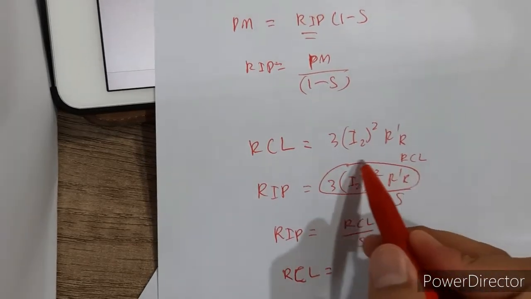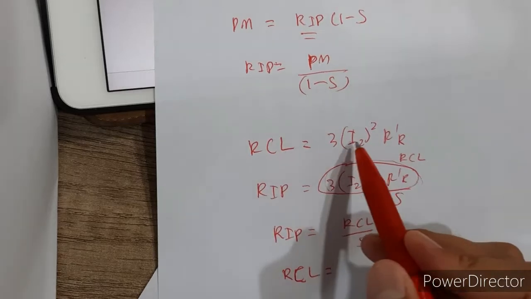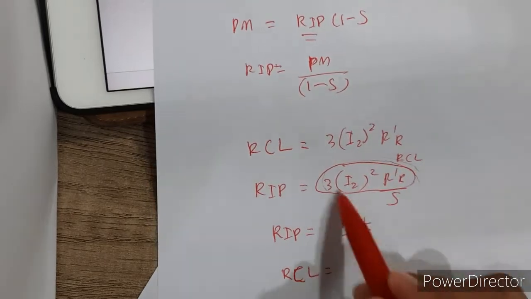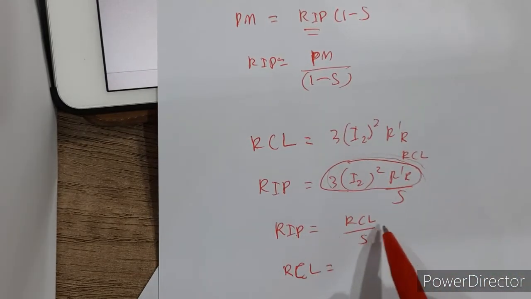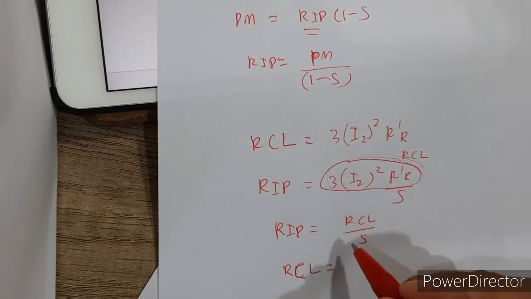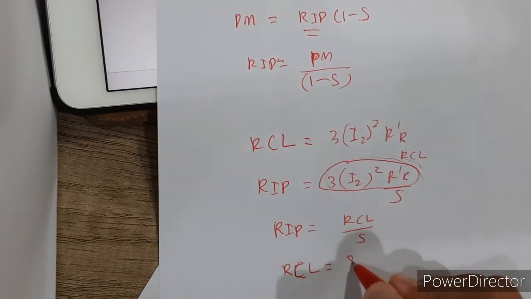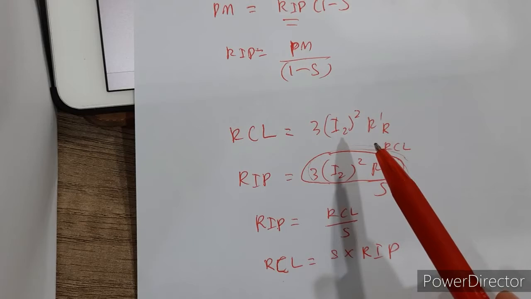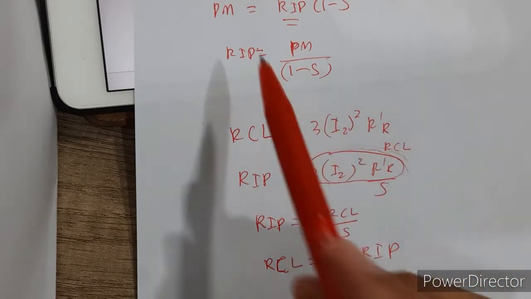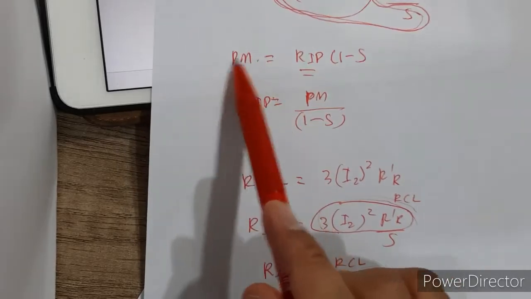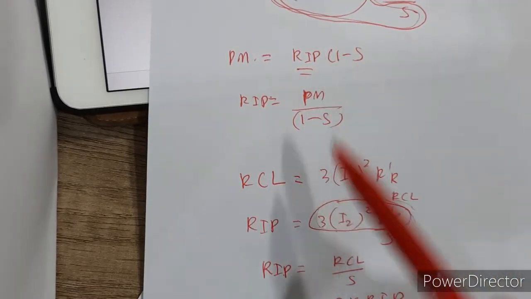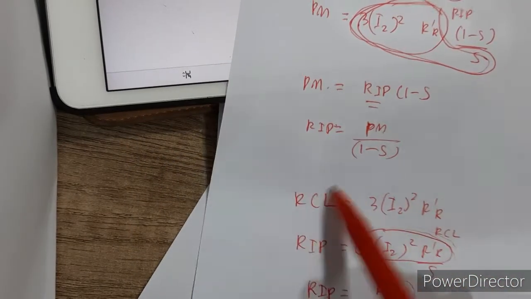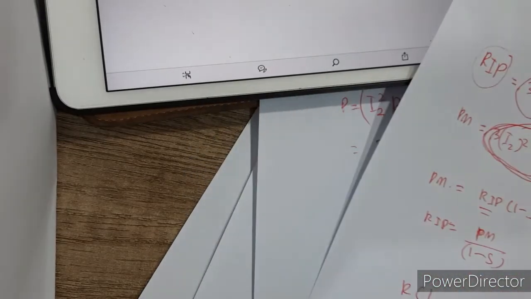So this is RCL. RCL is 3 I2 squared R prime R, and if we compare with RIP, this is RCL over S. So RIP is equal to RCL over S. So in terms of RCL, RCL is equal to S multiplied by RIP. This is important because sometimes they only give one power. For example PM. From PM you can determine RIP, and then from RIP you can determine RCL. So you have to know the relationship between RCL, RIP and PM.